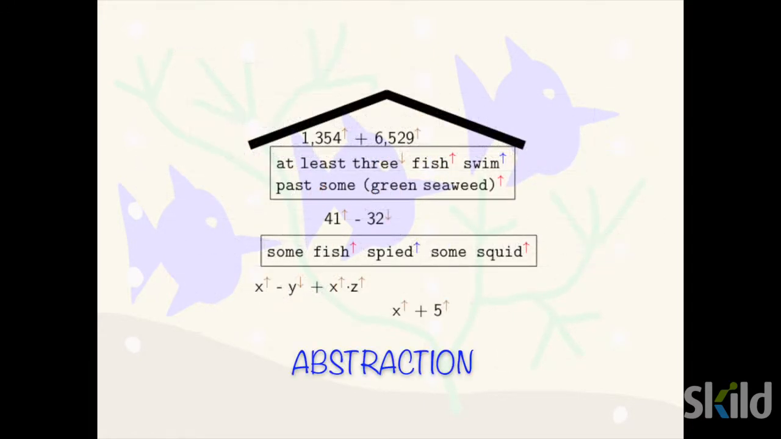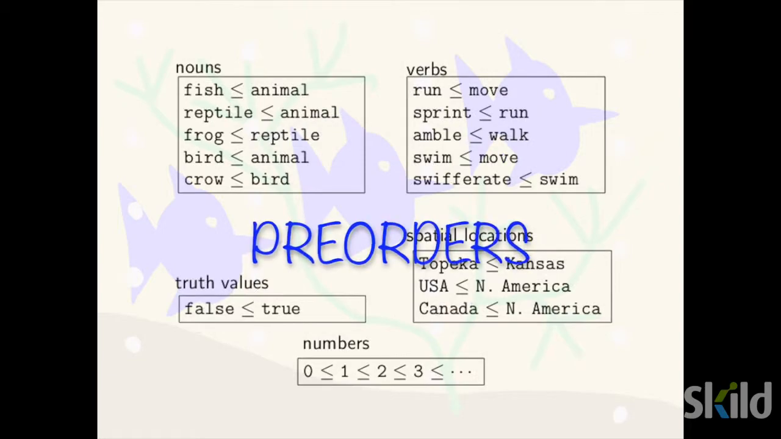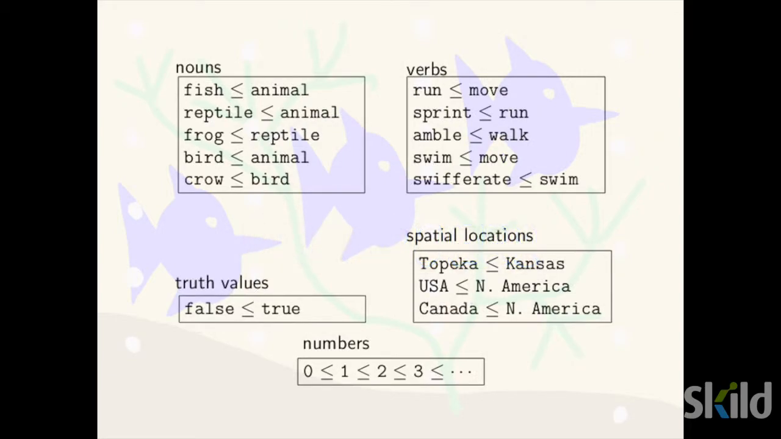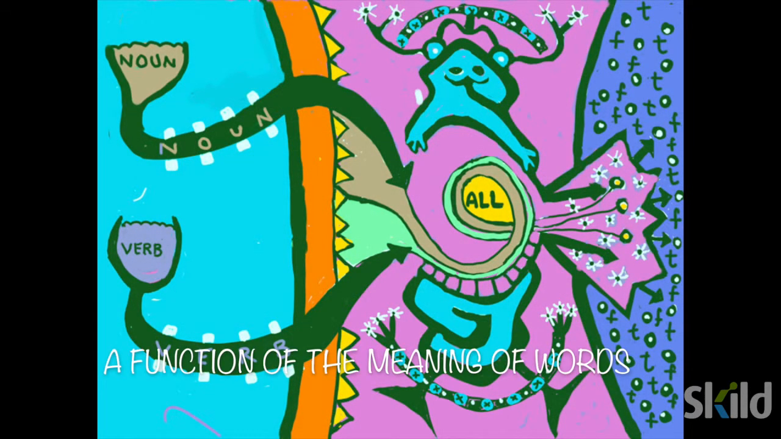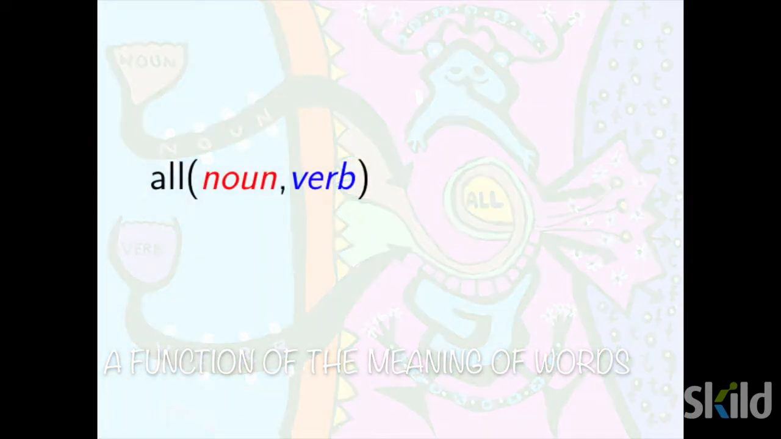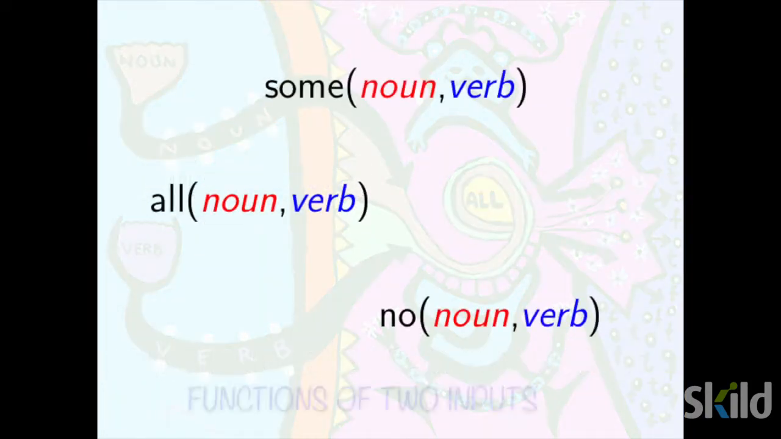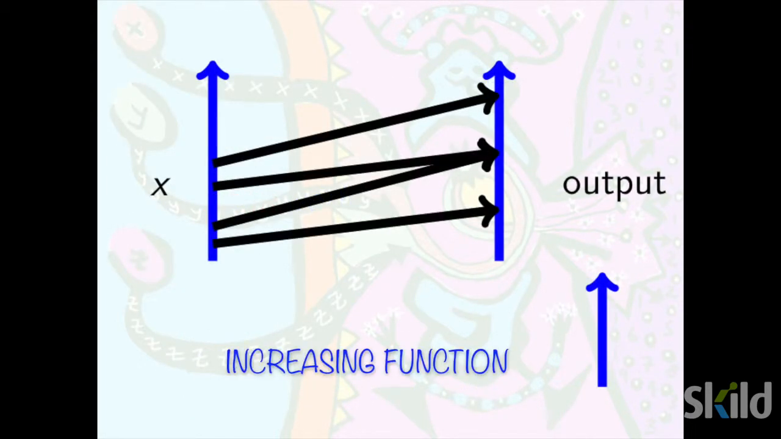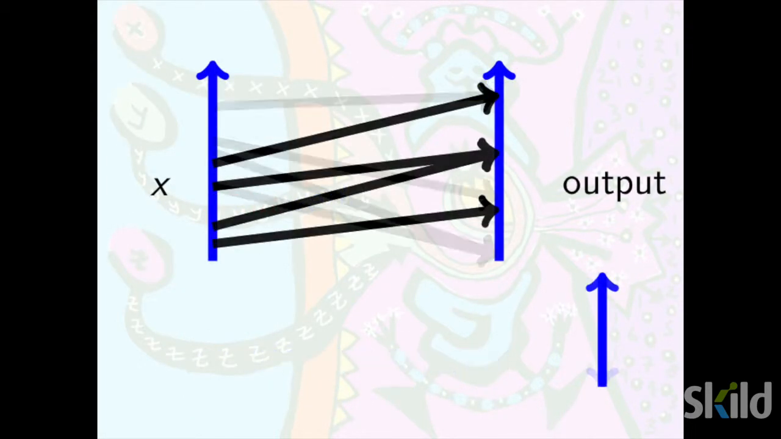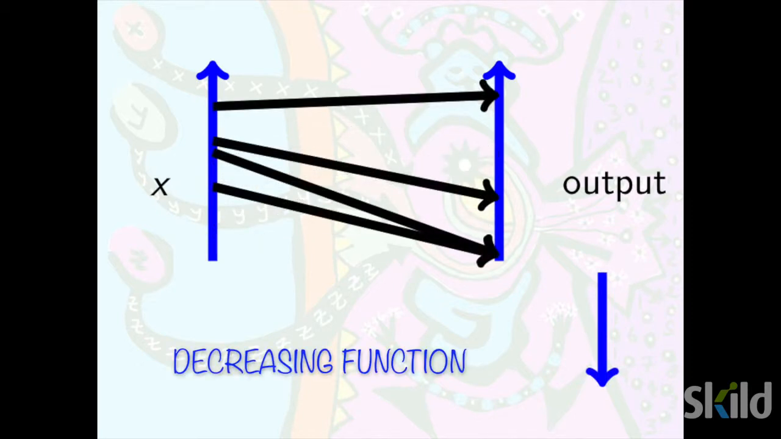In mathematics, we put things which are similar under the same conceptual roof in order to study them together. That roof is called a preorder. It's what we are calling a scale. We think of a sentence like all beglargle fish swim to be the all function applied to a noun and a verb input. The language of preorders allows us to talk about increasing and decreasing functions.